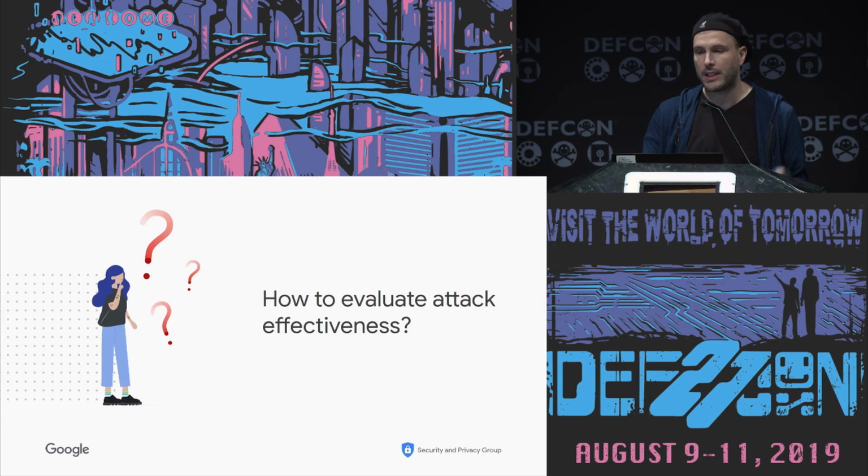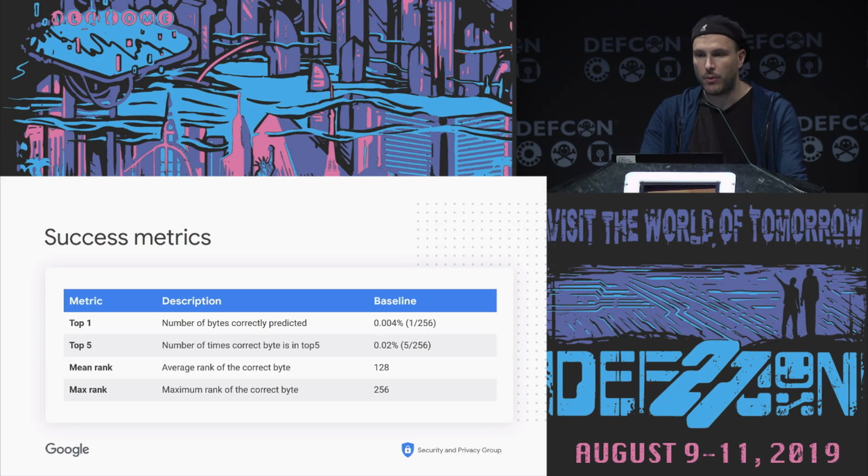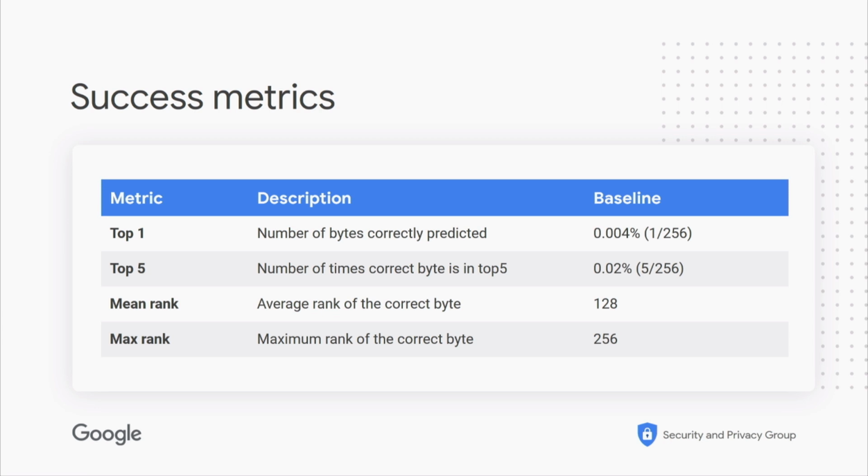There are four ways. The first one is top one accuracy, which is how many of your predictions are in the top one. Top five, how many predictions are in the top five. Then mean rank, what is the mean rank of your key? Remember, you have 256 predictions. Crypto is supposed to look random, so 128 is your baseline. And what is the max rank? The idea is that machine learning has shifted the search space and reduced it, so the max rank gives you some of those ideas.